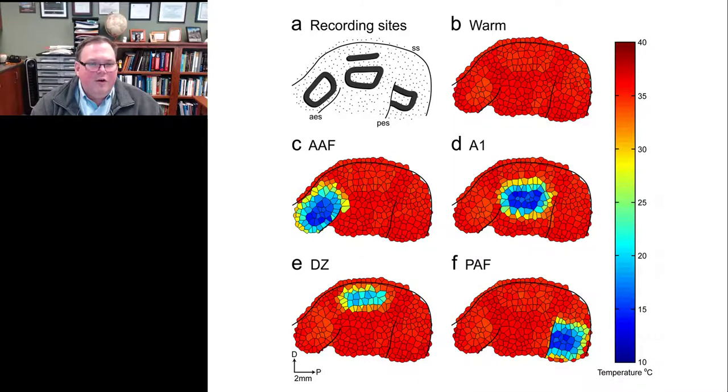For the anterior auditory field, you can see how well localized the region of cooling is. For A1, you can see how well localized the region of cooling is. And then also for the dorsal zone in panel E, and then finally for the posterior auditory field. What's interesting about the loop that was in the posterior auditory field is it actually descends down into the sulcus and had a heat shielding compound applied to its anterior side. So in this case, the cooling was only on the posterior bank of the sulcus and not on the anterior bank of the sulcus.